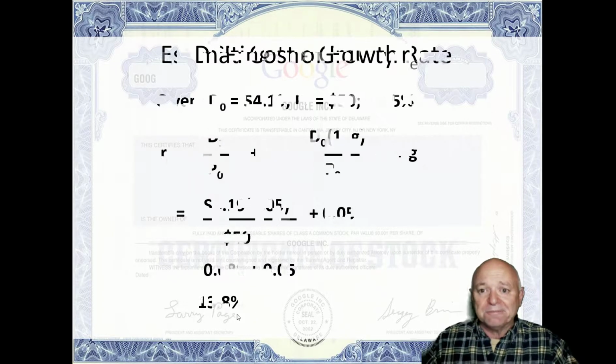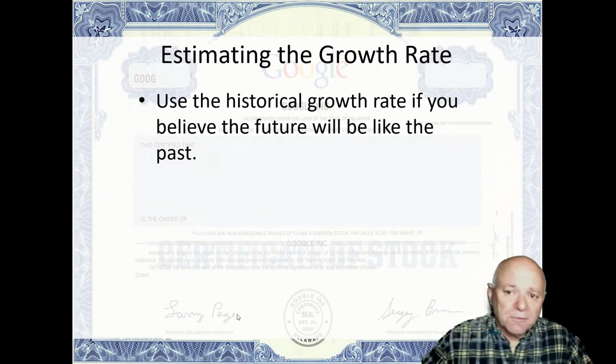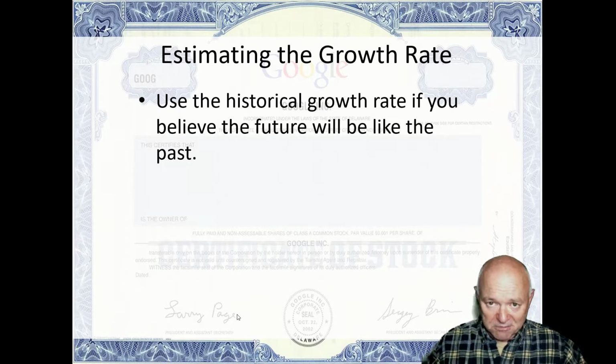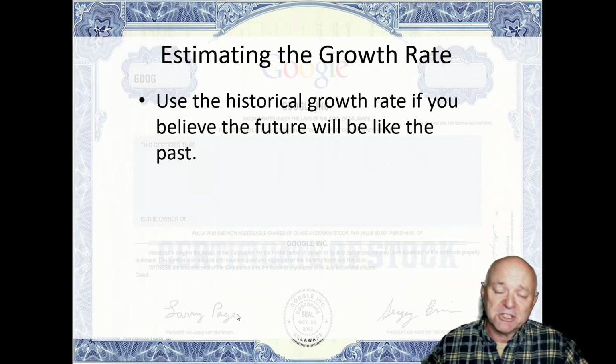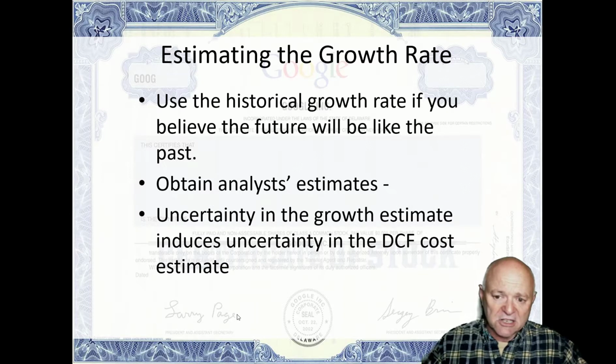A third method. Better say something about growth first. Where do we get our growth rate of 5%? Now, we can use the historical growth rate from the company's pattern of dividend payments in the past to predict the future. We can also obtain estimates from analysts, and I'll show you an example of that in just a minute. And in all of these cases, uncertainty about the future is going to suggest that there's going to be uncertainty in the estimate.